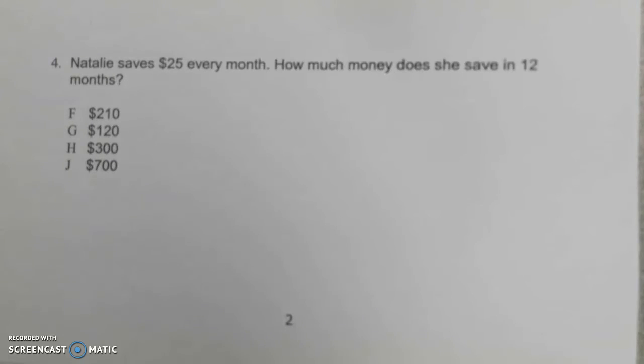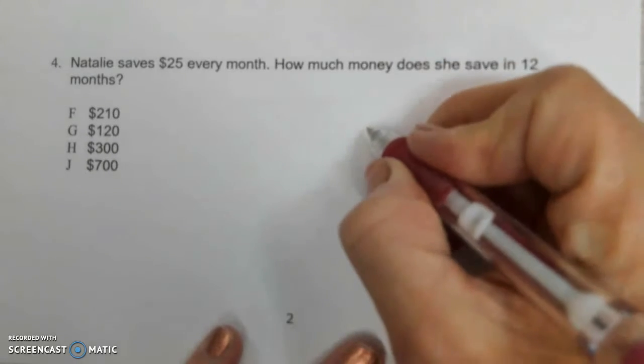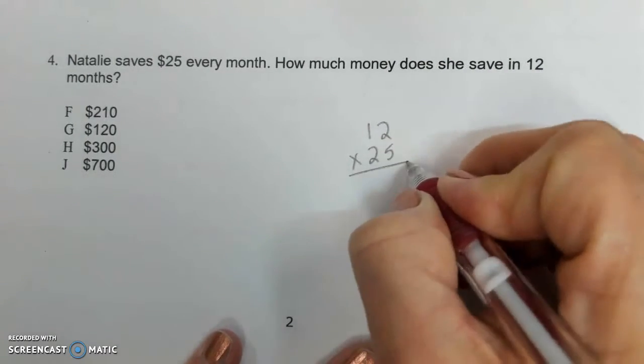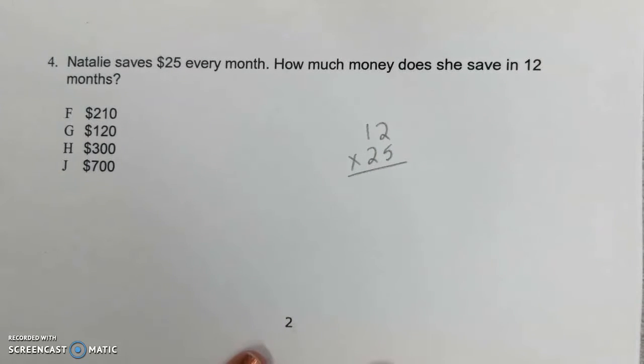Natalie saves $25 every month. How much money does she save in 12 months? Because you're combining to find the answer, and you're combining 25 groups of 12, that's a multiplication equation. So it's 12 times 25, or it could be 25 times 12.